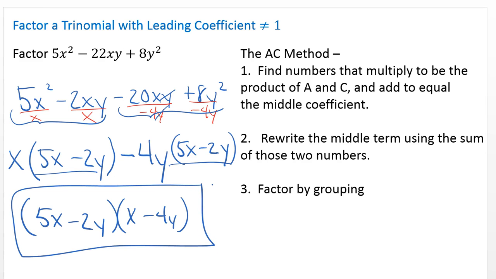Now what I like about this AC method is that if you were given a polynomial originally that doesn't factor, because there are many polynomials that are prime, you will not be able to do step 1. It will be impossible to find numbers that both multiply to be the product of A and C and then add to be the middle coefficient. So instead of just trying and not getting there, you know right off the bat if you can't find those two numbers, and then it's prime. And in this case, it wasn't prime. Hope that helped.